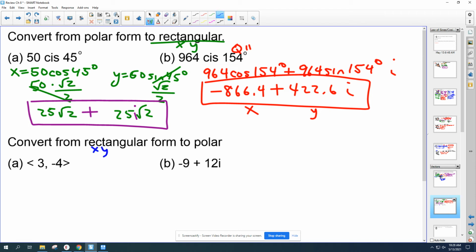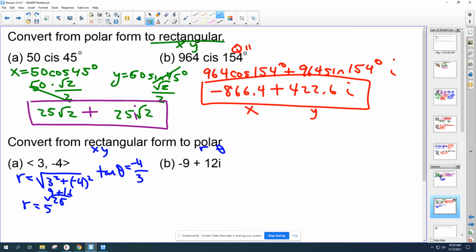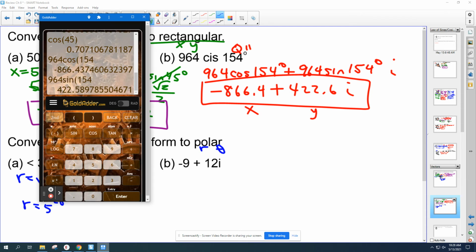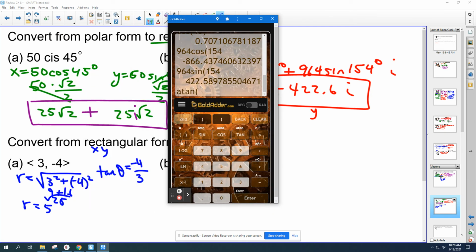Rectangular was x y, polar is r and theta, or r cis theta. So we need r and theta. So your equation for r is going to be the square root of x squared plus y squared. 9 plus 16 is 25, so the square root of that is 5. r equals 5. Your tangent theta equals y over x. We're going to have to do an inverse tangent of that. This is not in the chart, so we can use a calculator. Inverse tangent, negative 4 over 3.